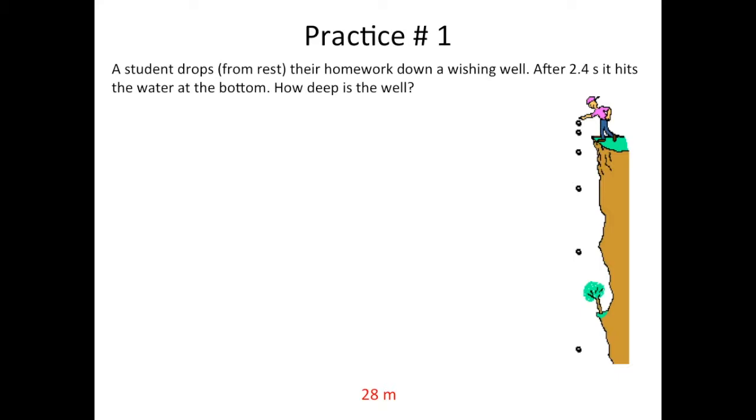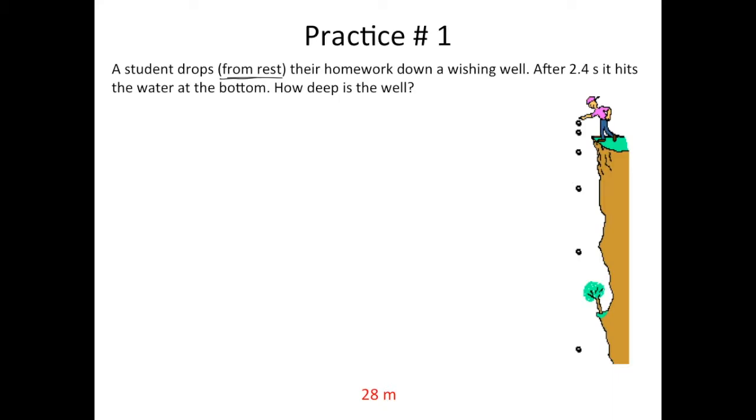Okay, so this first problem says a student drops their homework down a wishing well. Now I put this note, from rest, so that you can see anytime we say drop, that implies that its initial velocity was at rest. So when I drop something, I'm not giving it an initial velocity by throwing it upward or throwing it downward into the well. So the next part of the problem says, after 2.4 seconds, it hits the water at the bottom. How deep is the well?